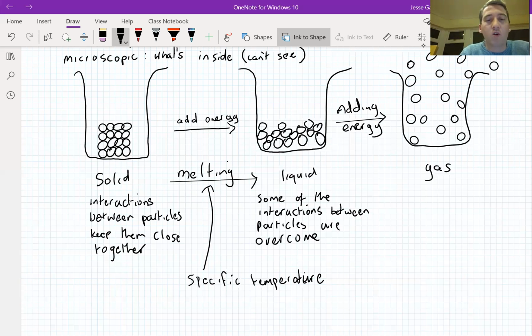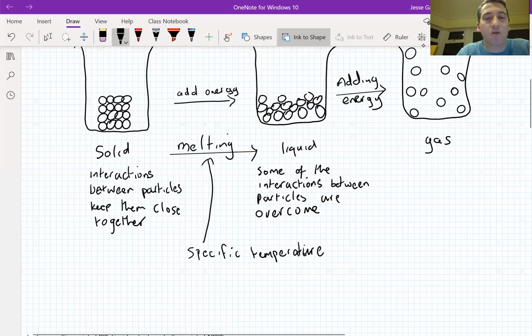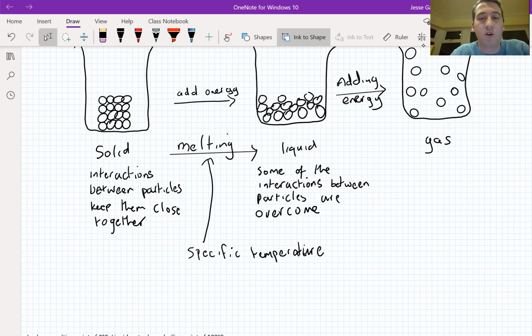Okay, so for water, for example, melting happens at 0 degrees. There's enough energy in the particles at 0 degrees to overcome some of the interactions between the particles, and this is what causes it to turn into a liquid. We call this specific temperature the melting point.